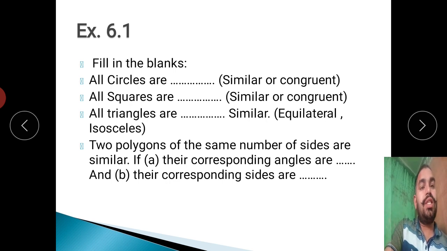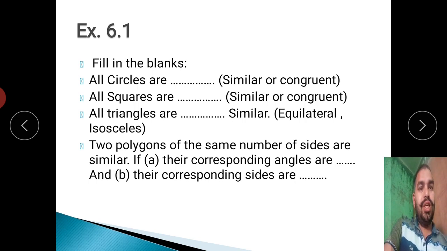All squares are similar or congruent? All squares are similar, not congruent. All triangles are similar. Which triangle, isosceles or equilateral? It is talking about the equilateral triangle. All equilateral triangles are similar.